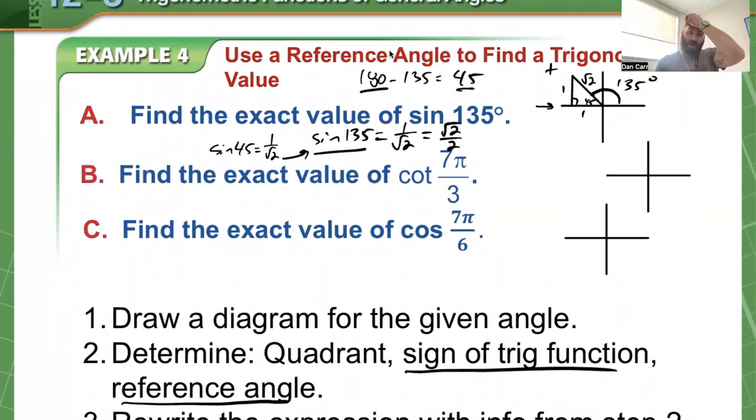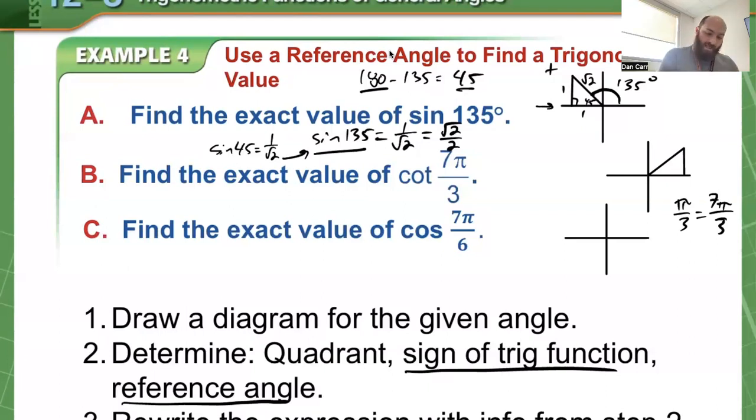All right, cotangent of 7 pi over 3. I've got to find that reference. If I count it in terms of pi's over 3, this would be 3 pi over 3, that'll be 6 pi over 3, and then 7 pi over 3 is one more. So let's go about right there. It's not quite all the way through. What it is the same as is pi over 3. That's my coterminal spot there.